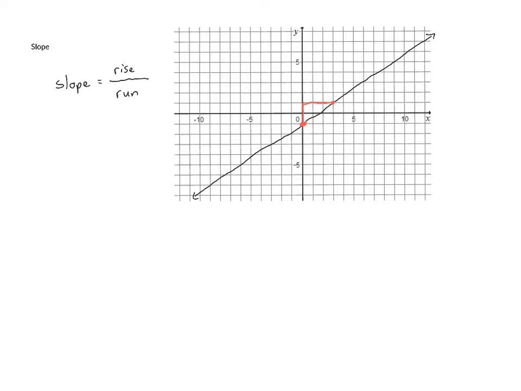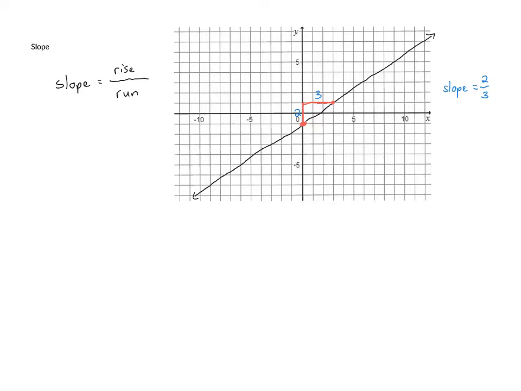So the rise here is going to be 2 because we go up 2 squares, and the run, because we go over 3, is going to be 3. So the slope here is going to be rise over run. The rise was 2, the run was 3. So the slope for this line is going to end up being 2/3.